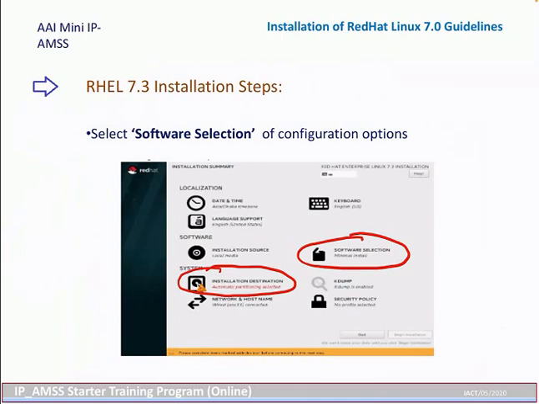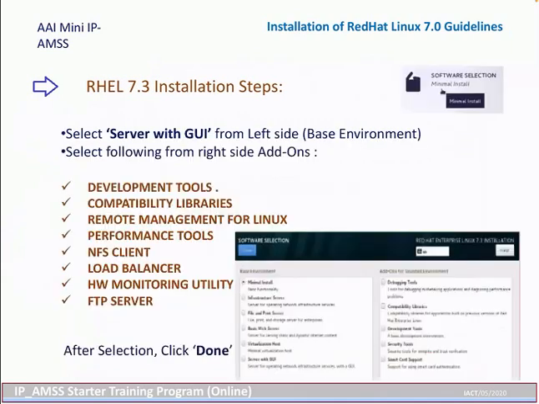So we will be seeing only these two options over here. So first, you have to select the particular software. So you click this software selection menu, and after this, once you open the software selection, on the left side you will get various options. So you have to select the lowest most, that is server with GUI, graphical user interface.